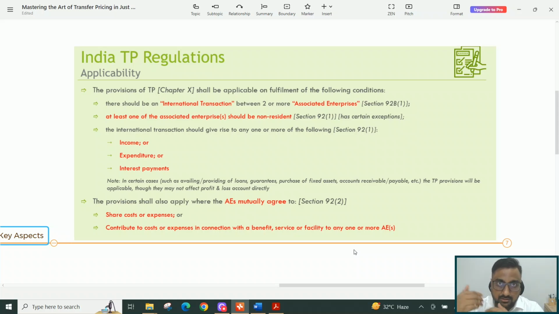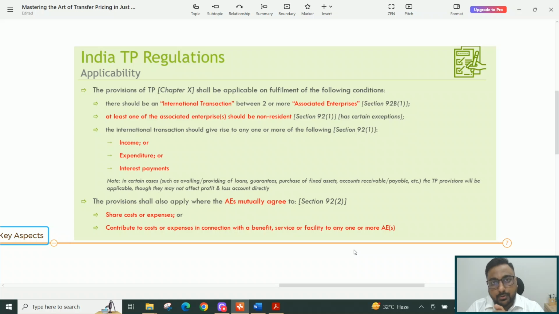We will discuss this later, and because these are from 92 and 92B when they were correlating, they have just been mentioned here. The international transaction should give rise to any one or more of the following: income, expenditure or interest payments. If there is an income, or an expense, or an interest payment, then section 92 gets applied.